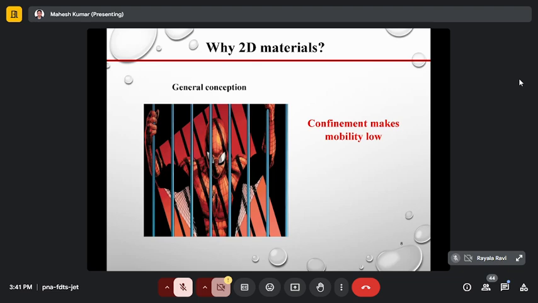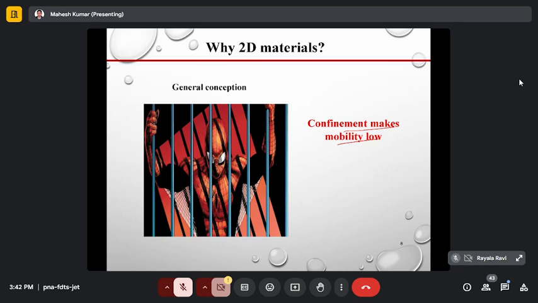So we have chosen the 2D materials. In the 2D materials, there is an advantage. As a general concept, we know confinement makes the mobility low. If we do the confinement in bulk material, the mobility is reducing, and that's why during COVID we put the lockdown, so we could reduce the mobility, particularly the human mobility.